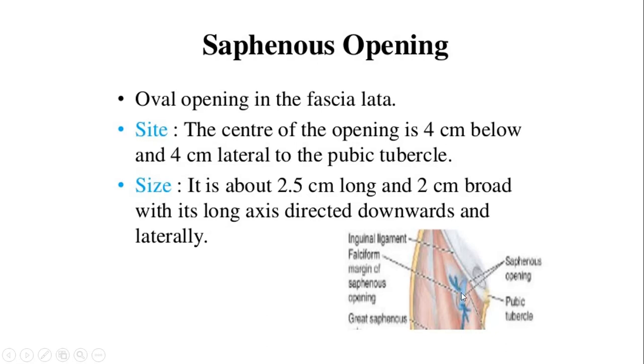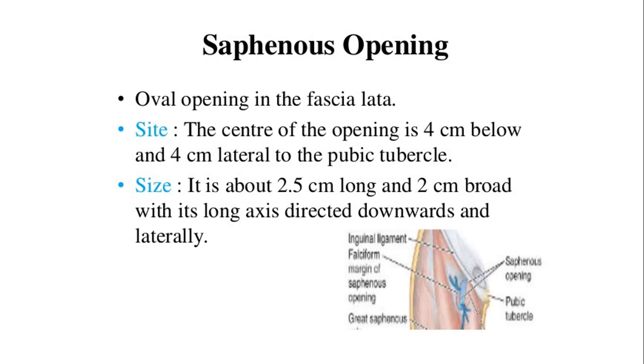Now here is shown the saphenous opening. This is clinically important to know, because in case of varicose veins you have to ligate it, so you should know its location. It is located 4 cm below and 4 cm lateral to the pubic tubercle, and it is around 2.5 cm long and 2 cm broad, with its long axis directed downwards and laterally.